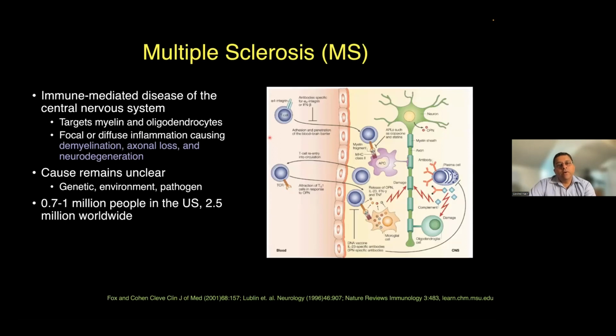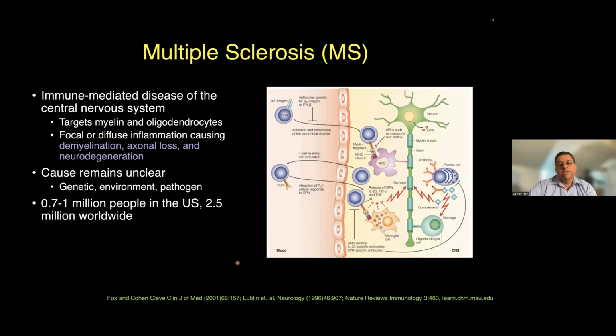MS, or multiple sclerosis, is an immune-mediated disease. What it means is that there's an abnormal response of the immune cells that causes them to cross the blood-brain barrier and attack the myelin and oligodendrocytes, which can lead to demyelination, axonal loss, and neurodegeneration. The cause of this abnormal response of the inflammatory cells is not really known.